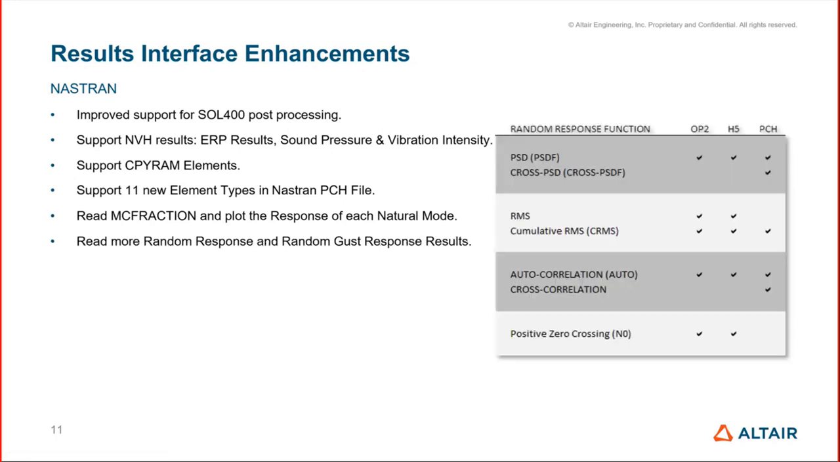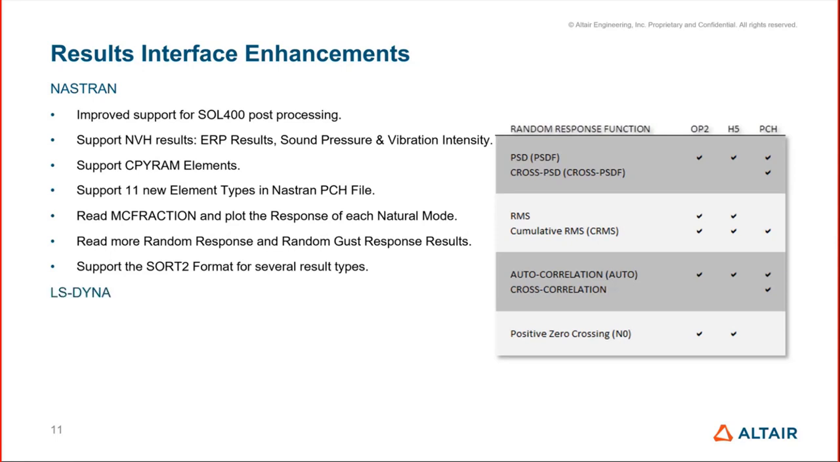We can also read the modal fraction results and plot the response of each natural mode now. And then we can also read more random response and random gust response results. This is supported across the OP2, HDF5, and PCH formats. We also support the SORT2 formats for several result types. So these are the updates we have done in this release for Nastran, which I'm sure many customers will benefit from.